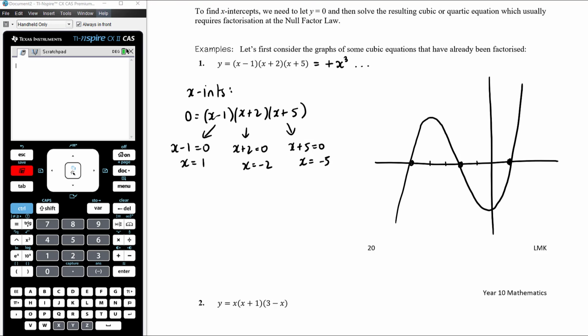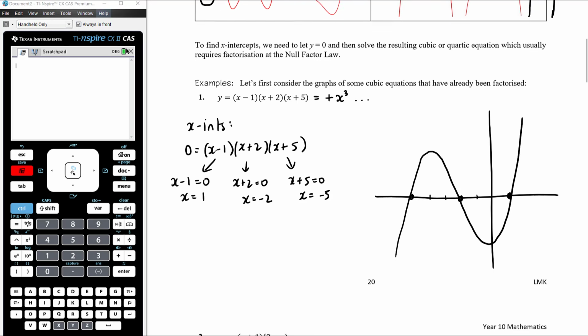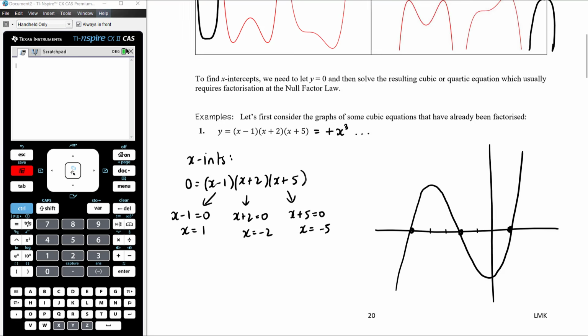We don't know how to calculate the turning points, and for this year, we won't be calculating the turning points. You can only do that if you've got your CAS. We can have a look at that down the track. Okay, so for now, we're just interested in getting the shape right in terms of the direction of it and getting the x-intercepts, and then we can also calculate our y-intercept.